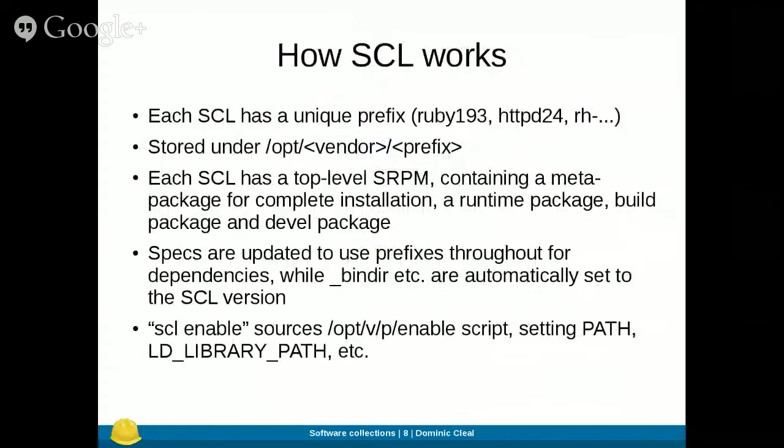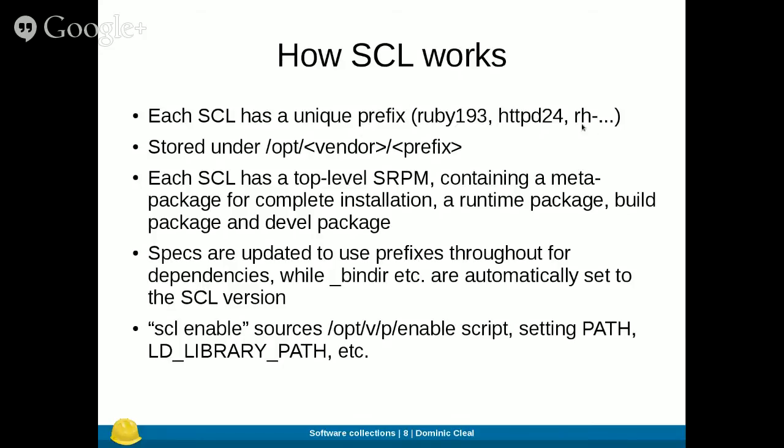So we saw the prefix just now. Every software collection has its own name that usually includes the version of the software. And this allows you to install multiple versions, multiple software collections for the same package. So we have ruby193 and ruby200 that can be installed alongside each other.